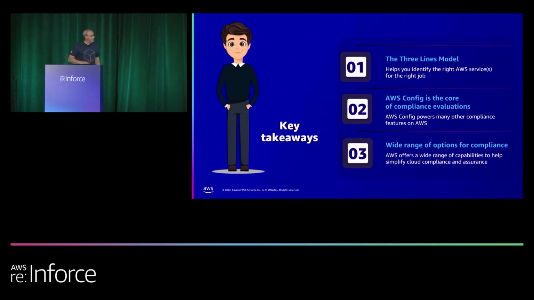Okay, so some key takeaways from this presentation. Remember the 3 lines model that we shared with you. Remember how all the services fit within that 3-line model. That is going to help you understand how to use our services. Number 2 is AWS Config is core to compliance. So it's good to get familiar with that service and understand and take benefit of all the features.